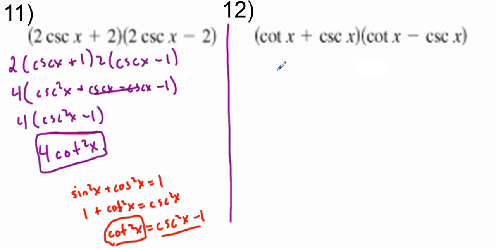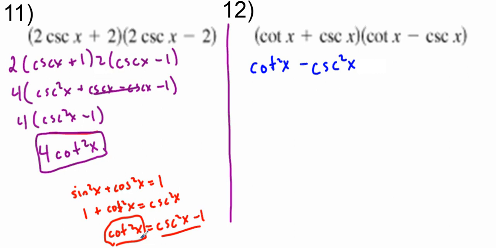Similar thing. This one we have cosecant and cotangent, not cosine, come on. So let's do the same thing. We have this, all right? It looks like a difference of squares over here. So we're going to take cotangent and cotangent, which is cotangent squared of x. Middle terms will cancel out. Hopefully you can see that. And then we're going to have minus, all right, cosecant squared of x.